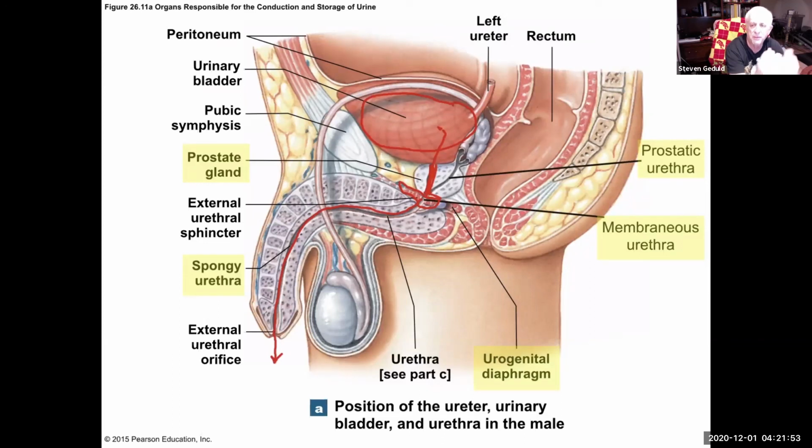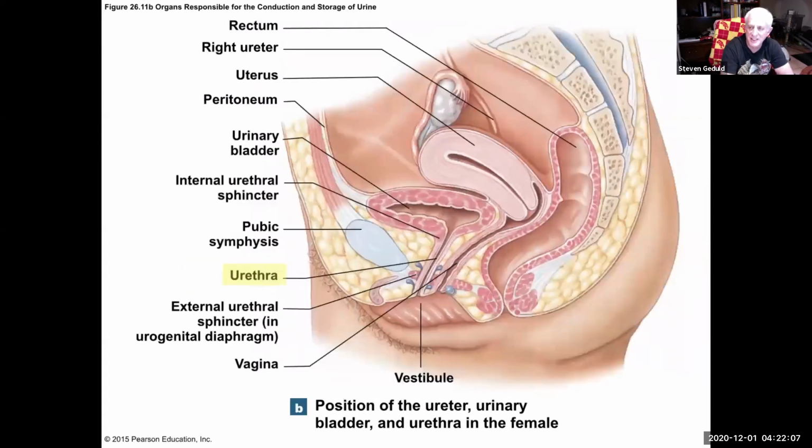The prostatic urethra runs through the prostate. The membranous urethra runs through the urogenital diaphragm. The spongy urethra runs through the penis. Those are 3 divisions. Female, you have a urethra. That's it. Much easier, just one line. Your urethra feeds up into the urinary bladder. There are no divisions in the female.